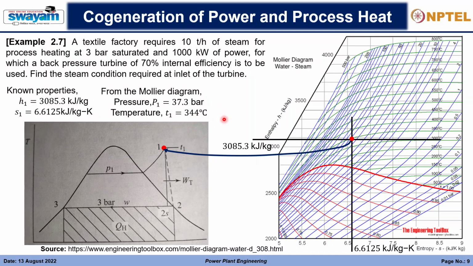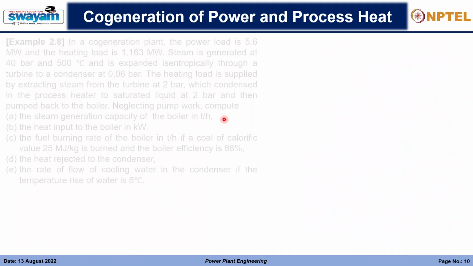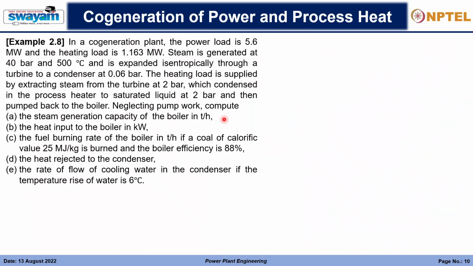So this was an example which states the use of the Mollier diagram. Otherwise, if you use the steam table, you will not find exactly where it is, right? So you need the Mollier diagram for that. Okay, so let us move to the next problem. According to the time, maybe this will be the last problem. Okay, let us move anyways.